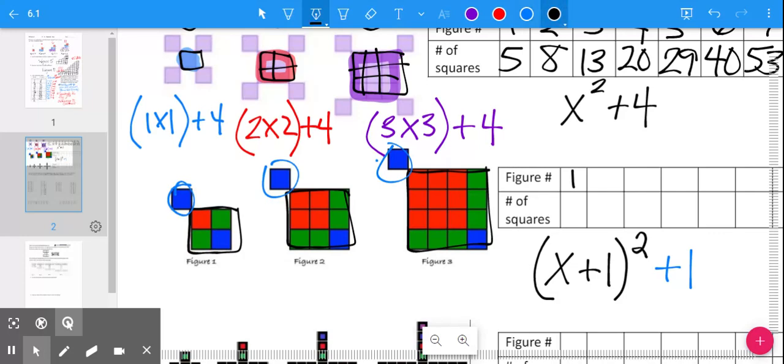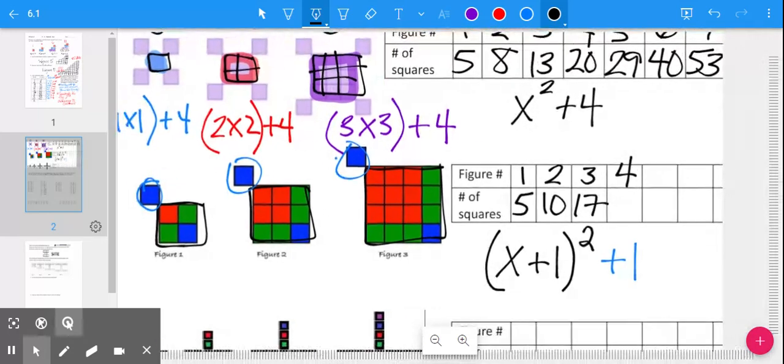So when we fill in our table, we can use our formula or we can use our pictures. So figure 1, we see 5. Figure 2, there's a 3 by 3, which is 9, plus 1 is 10. In figure 4, there's a 4 by 4, which is 16, plus 1 makes 17. So for the rest, you could plug straight into your formula we created by recognizing the patterns in our shapes.